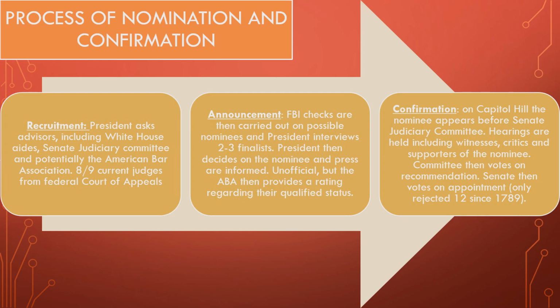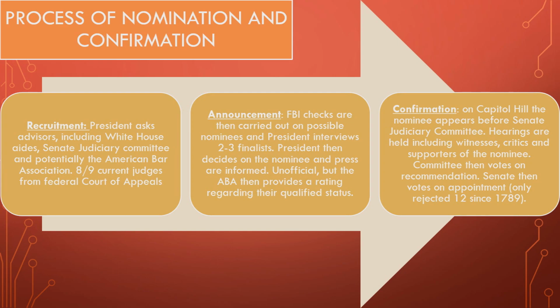On Capitol Hill, the nominee appears before the Senate Judiciary Committee. Hearings are held, including witnesses, critics, and supporters of the nominee. And then the committee votes on the recommendation. The Senate only votes on the appointment after that. And the Senate have only rejected a nominee 12 times since 1789. So that's really, really rare.